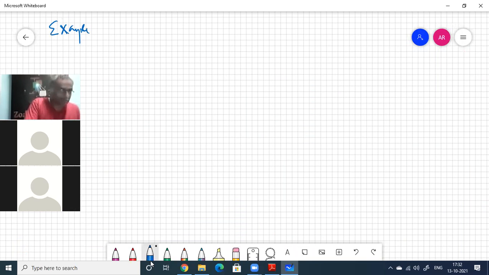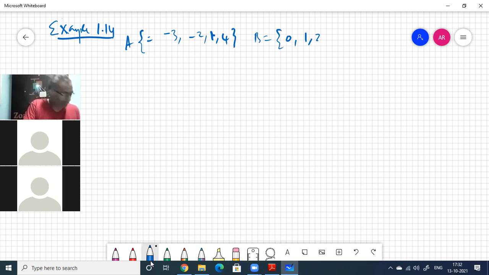Example 1.14. Okay. A is equal to minus 3, minus 2, 1, comma 4. B is equal to 0, 1, 2, 4. Okay, what is A minus B? It must be an element of A. It must not be an element of B. Okay. Puna, can you do A minus B? You can tell and do.